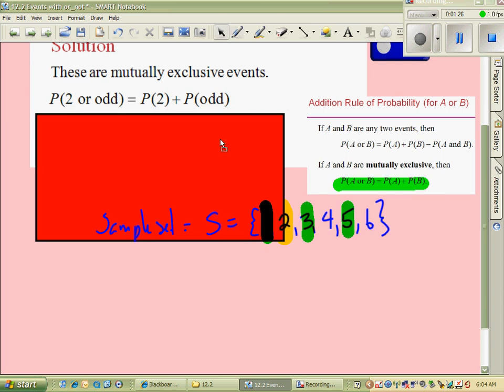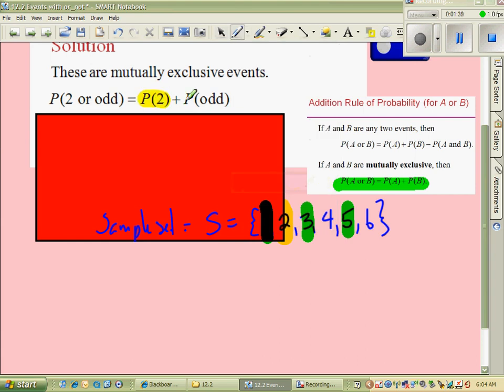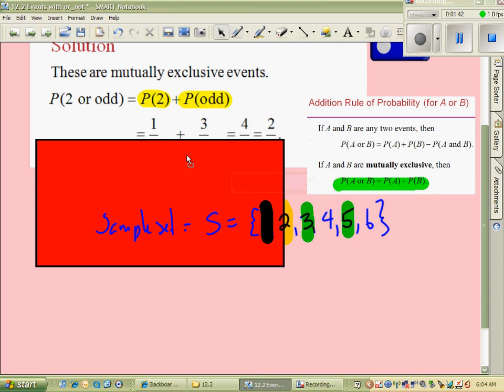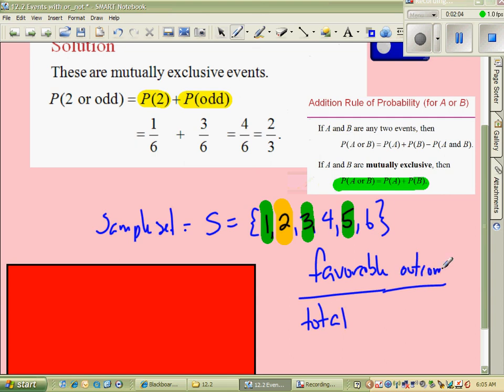So as we start looking at this, what we see is these are mutually exclusive. Therefore, the probability of being a 2 or an odd is broken down into two little pieces. We have the probability of being a 2, plus the probability of being an odd. The probability of being a 2 is 1 out of 6 because there's 1, 2 out of 6 possible combinations. Remember that we always work probability as our favorable over our total outcomes. So in this case, our favorable outcome was the 2, so that's 1 out of 6.